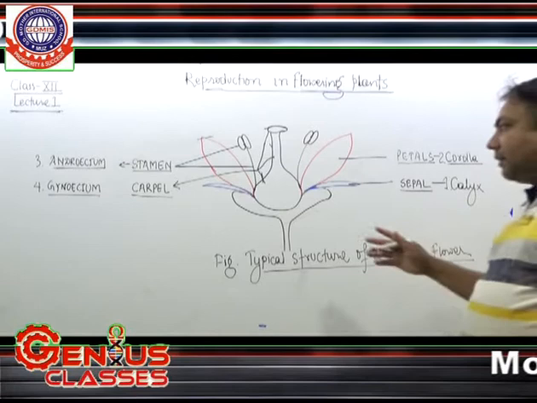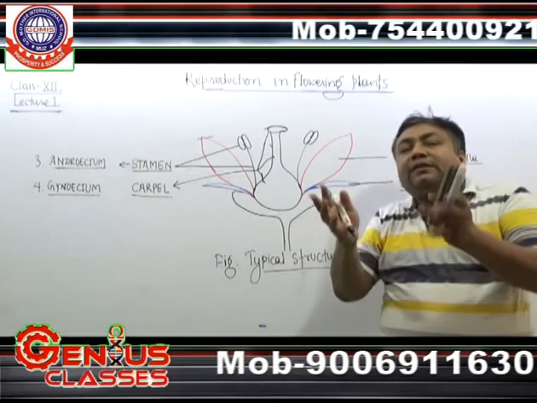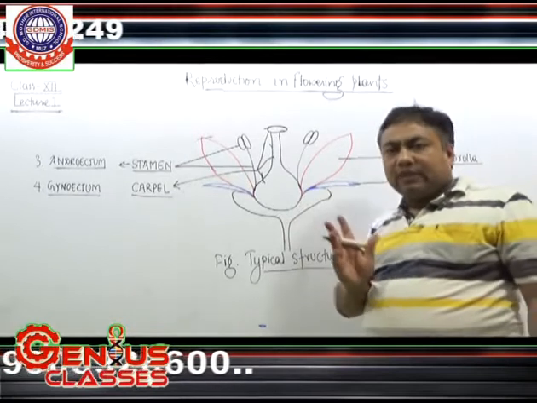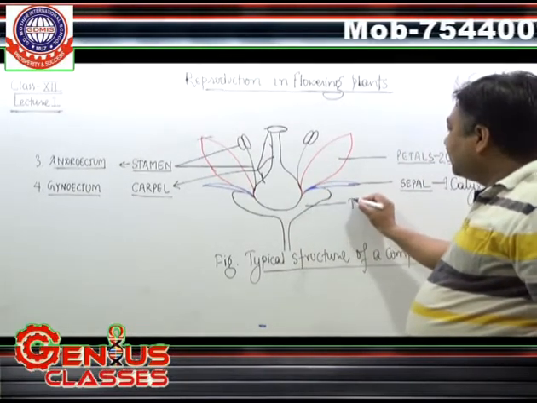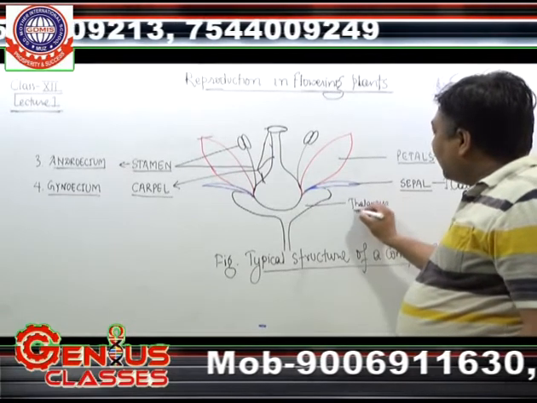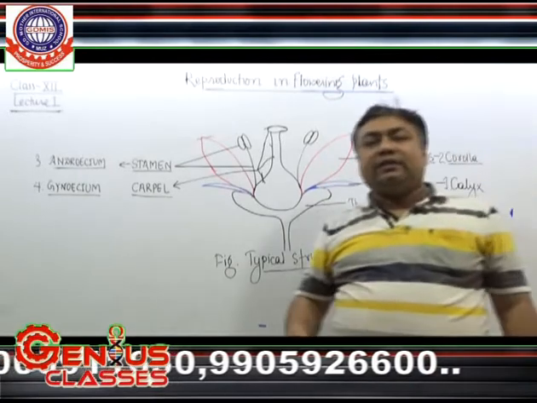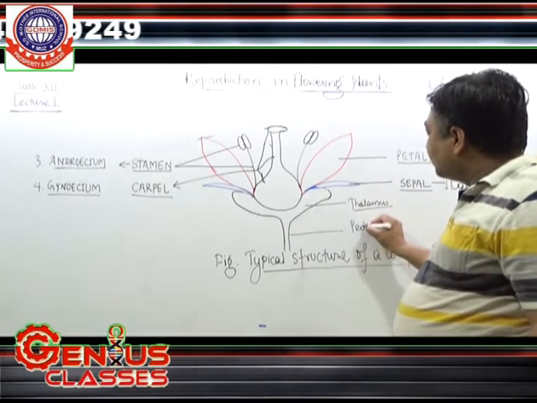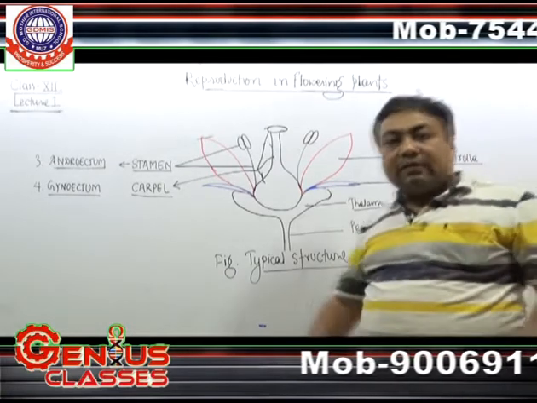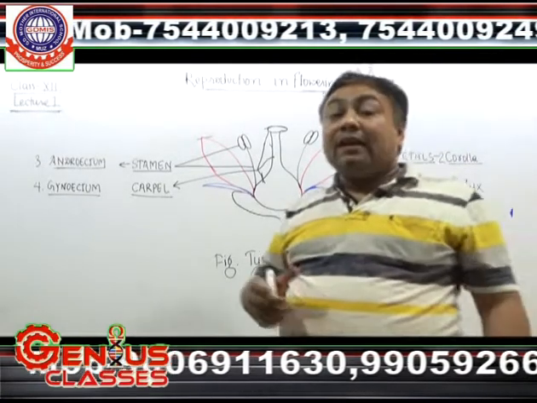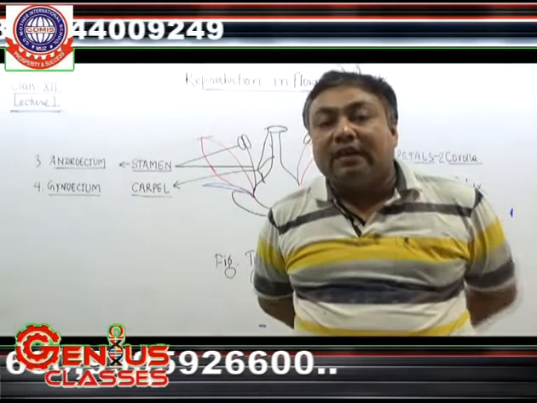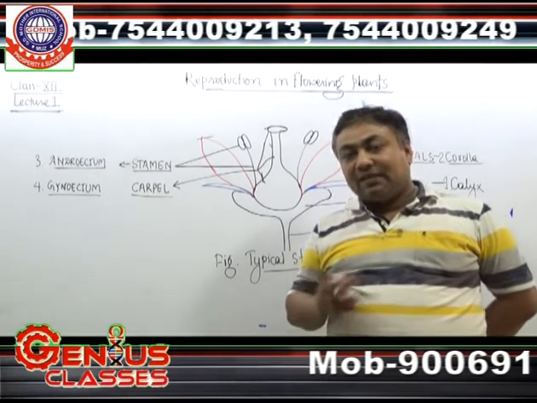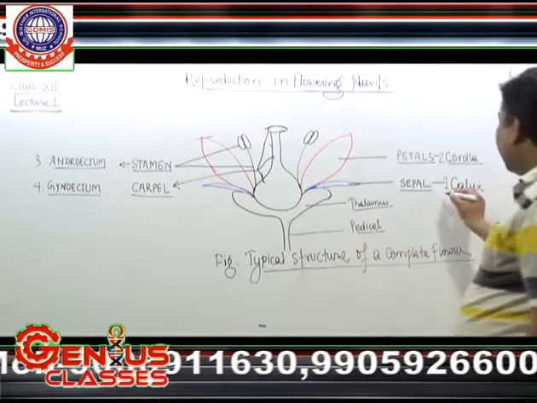Okay, so I think the diagram is clear, and all these 4 whorls are present over a base which is called thalamus or floral disc. So this is thalamus, and thalamus is joined to the inflorescence by a stalk-like structure which is called pedicel. The flower which has a pedicel is called pedicellate flower. If pedicel is absent, then such a flower is called sessile flower. So on the basis of pedicel, there are two types of flower, pedicellate and sessile. Clear?